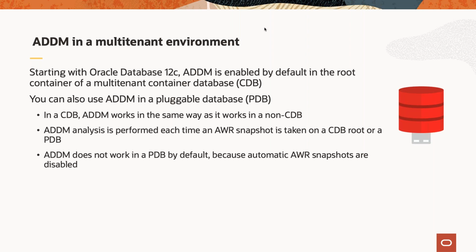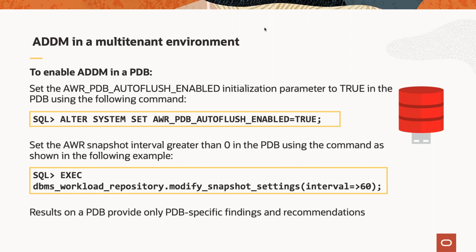It does work by default in 20C, but for 19C, you have to set these two commands. You have to say alter system set AWR_PDB_AUTOFLUSH_ENABLED equal to true, and you also have to exec DBMS_WORKLOAD_REPOSITORY.MODIFY_SNAPSHOT_SETTINGS and say interval is 60. Once you execute these things, then you can subsequently take ADDM snapshots inside a PDB. This is very useful if you're troubleshooting something only within the context of a single PDB.